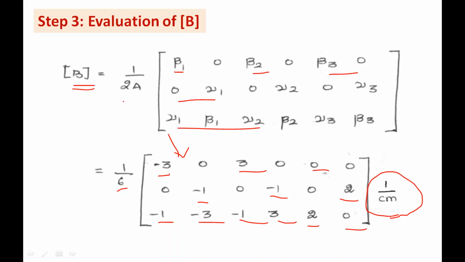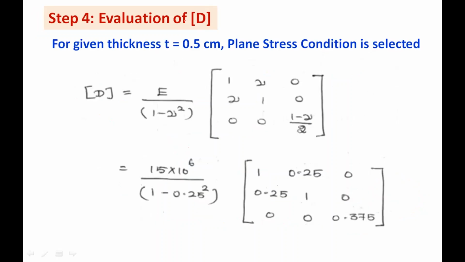Next we have to find the D matrix. D matrix is called a material matrix or elasticity matrix or constitutive matrix. For deciding the D matrix, we have to check the thickness. So here in the question, the thickness of the element is given as 0.5 centimeter, which is a finite thickness. For finite thickness, we have to select the plane stress condition. If it is t equal to 1 mm, we have to select plane strain condition, that we have to know.